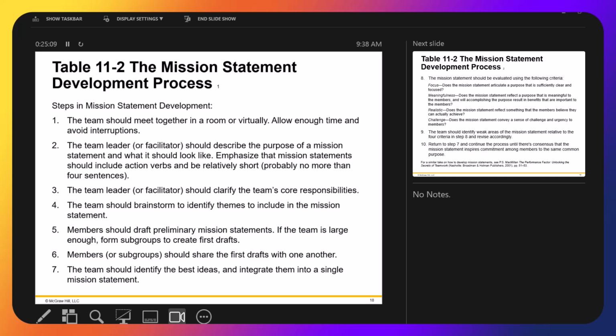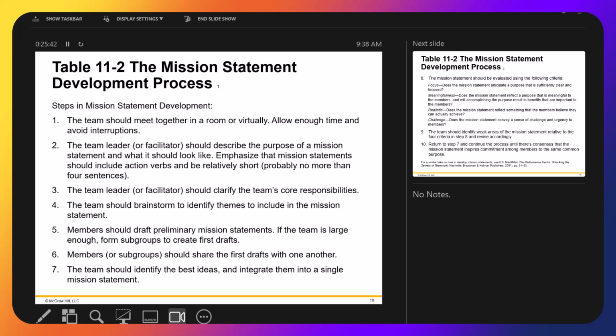The team leader or facilitator should describe the purpose of a mission statement and what it should look like. Emphasize the mission statements should include action verbs and be relatively short, probably no more than 4 sentences. Okay, what it is we're trying to accomplish. What's our mission statement? And it should not be 10 pages long. It needs to be short and bullet points. Something that's short and sweet and people can understand and people can follow and track, but it gets people laser focused.